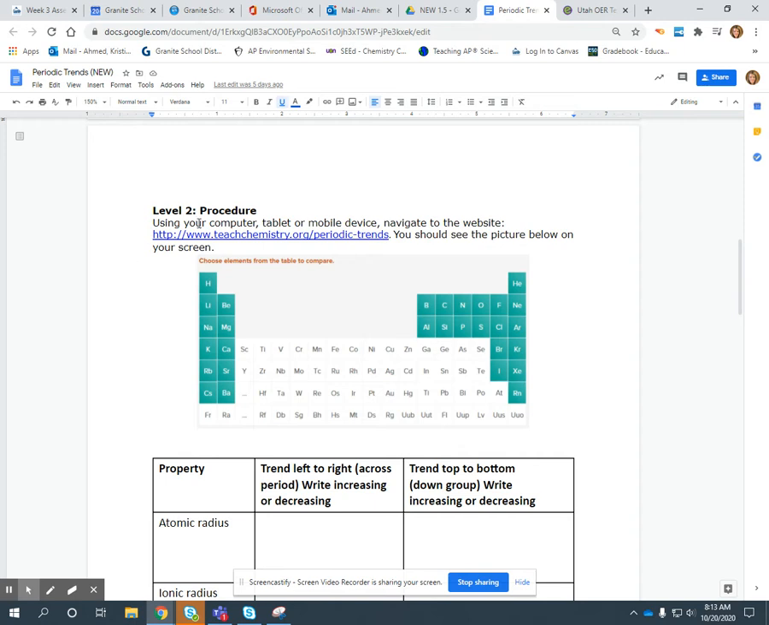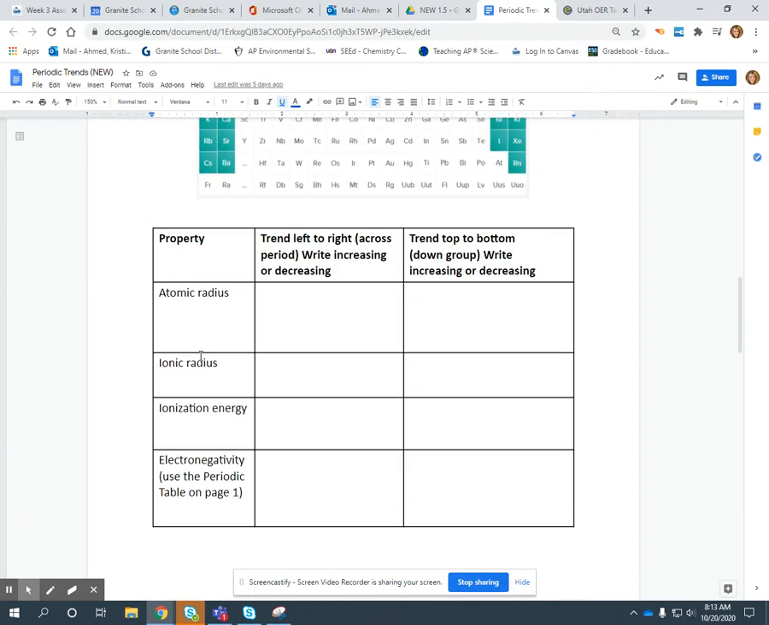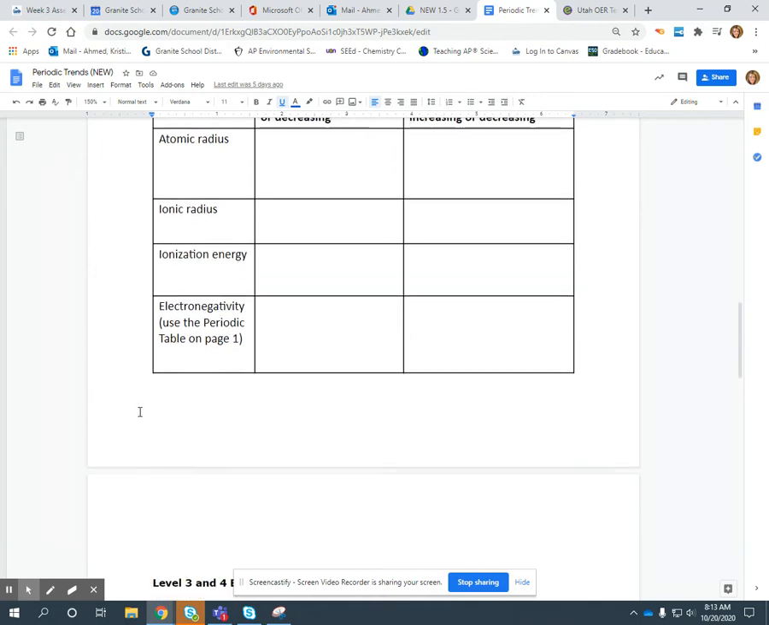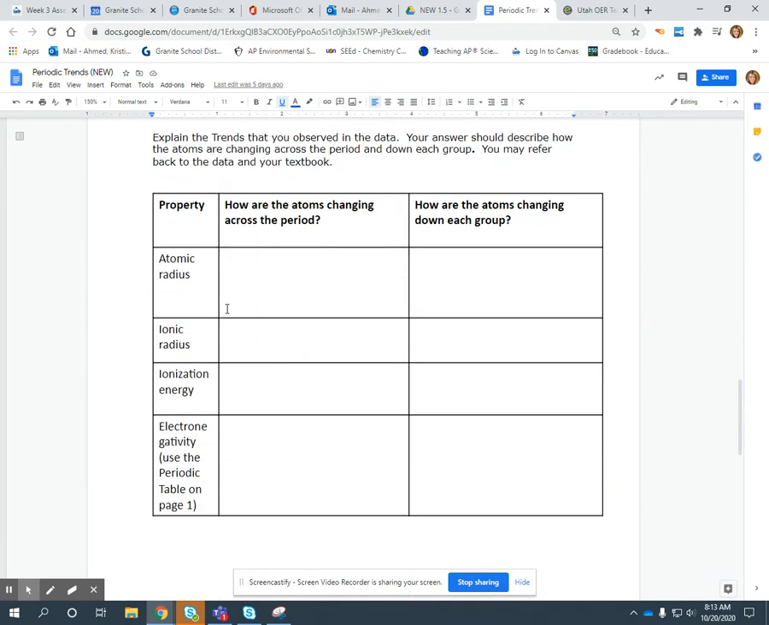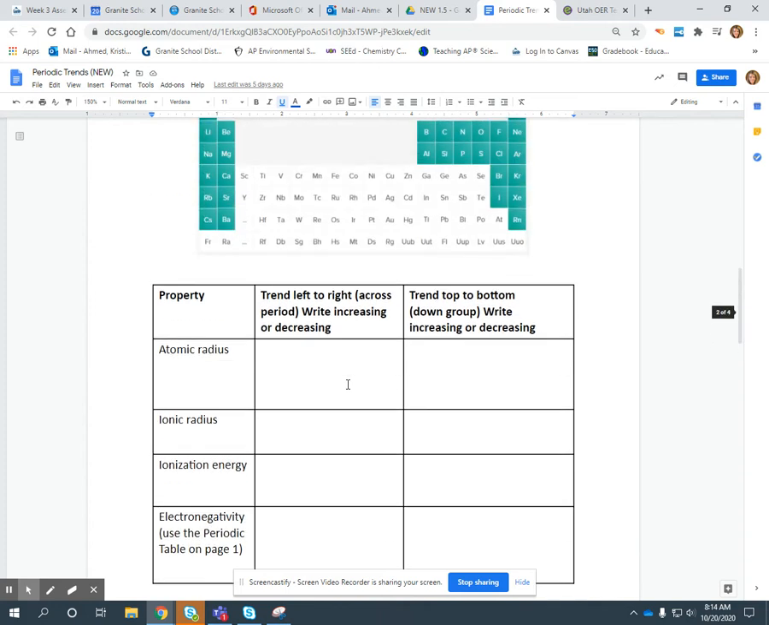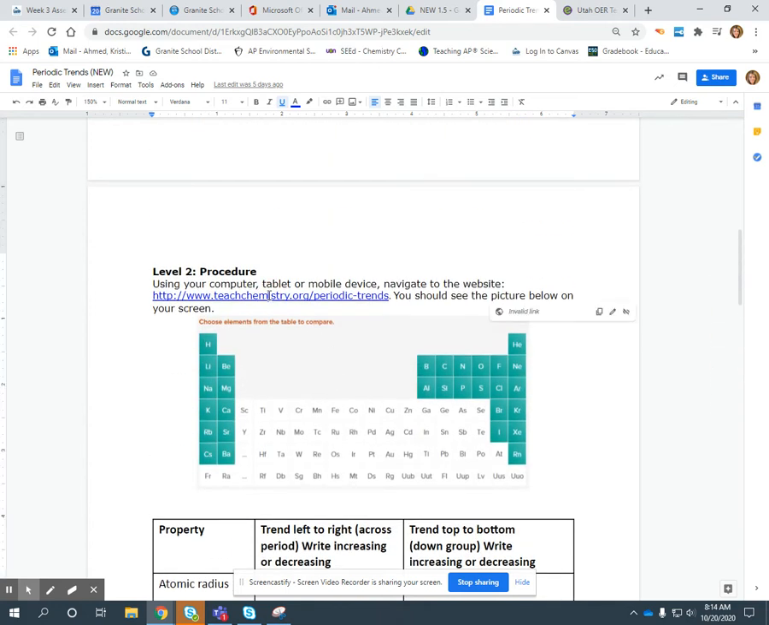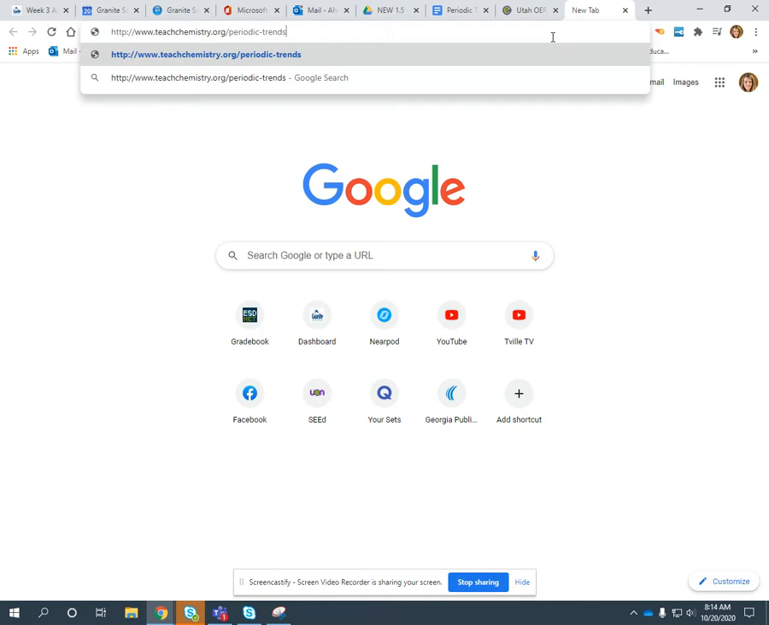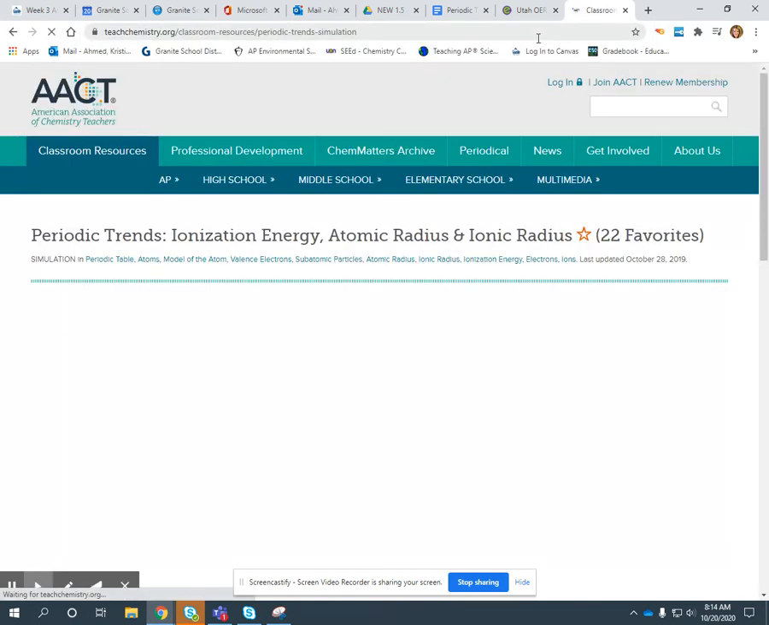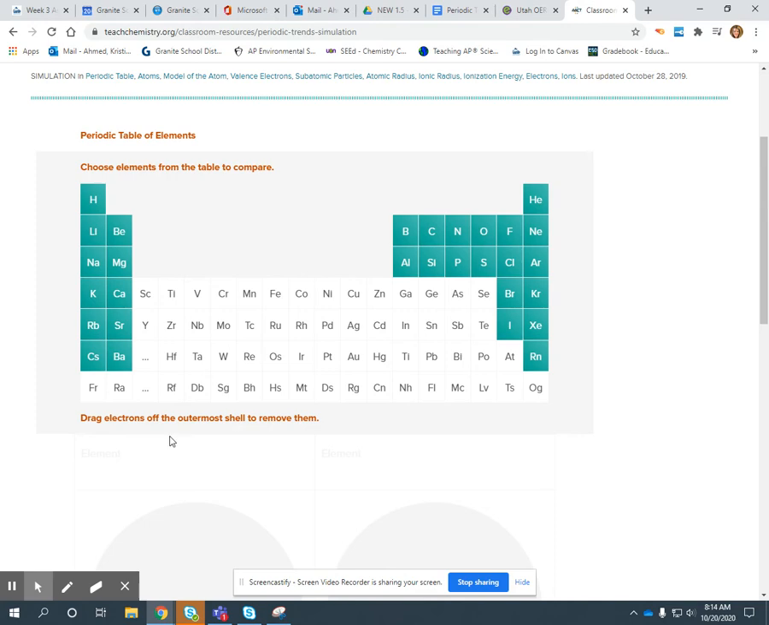Again, there's a website given for you to use the simulation. I'm going to click on this website to show how you'll fill in this table and the final table, which explains what you will see in the simulation. So let's go to the website. I'm going to copy and paste this into a new browser, and I'll fix the hyperlink later. I'm going to open up a new browser, and you'll see this interactive periodic table.